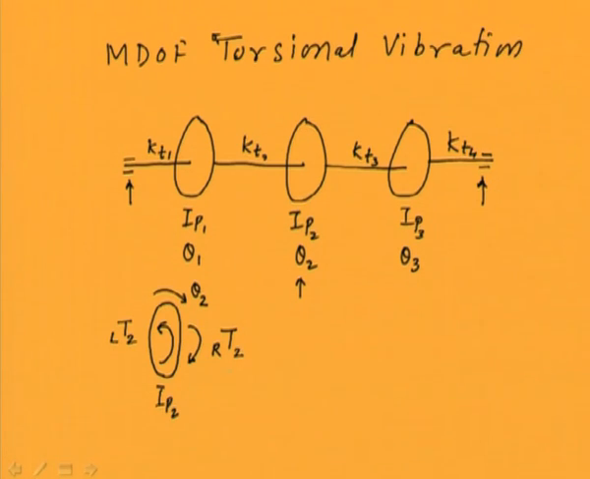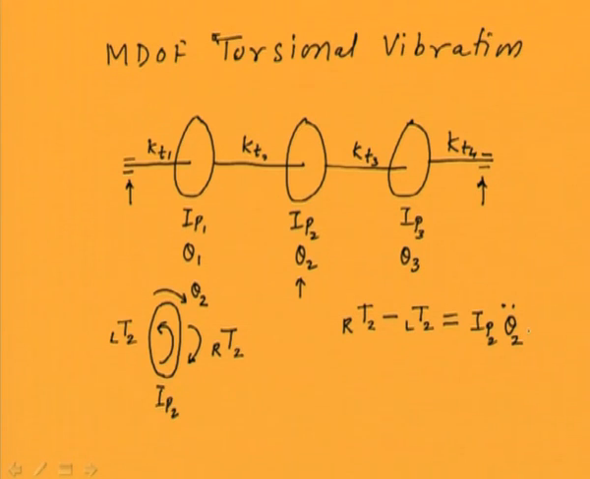Now if we consider the equilibrium equation for this disc, we can write the torque right of disc 2 minus the torque left of disc 2, with a minus because it is opposite to the displacement of the disc theta 2, should be equal to the inertia torque.